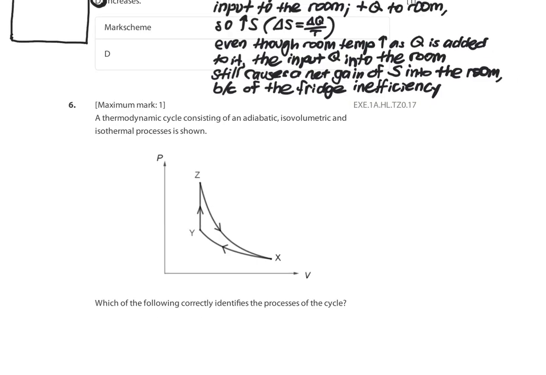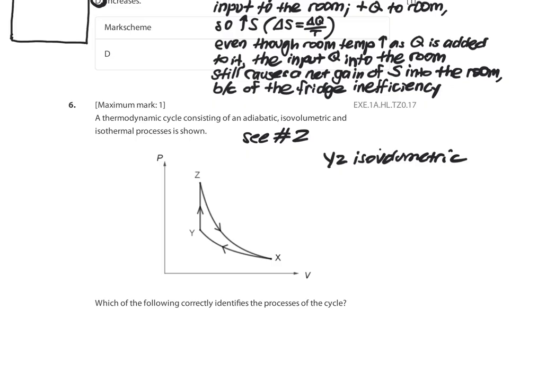One of the nice things about explaining things earlier is I can just say for number six, C, number two. It says we have an adiabatic, isovolumetric, and isothermal process. Isovolumetric is easy peasy lemon squeezy because I can see from Y to Z, the volume is not changing. So Y to Z is obviously the isovolumetric. But which one is the adiabatic and which one is the isothermal?